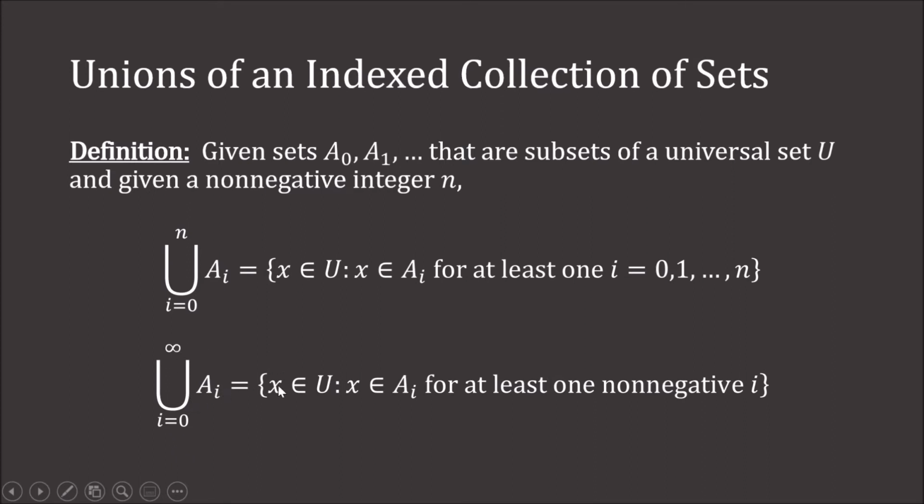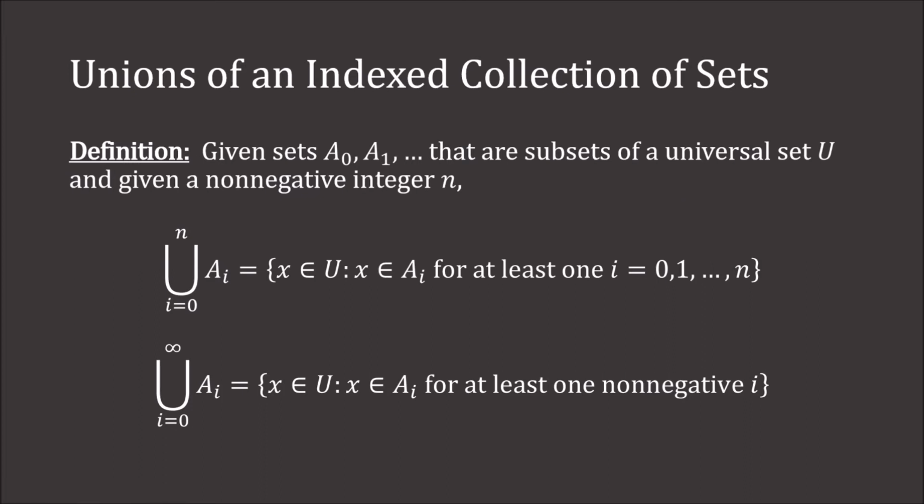The infinite union, so the union of i equals 0 to infinity of A sub i, is equal to the set of all x in the universe such that x is in A sub i for at least one non-negative i. So again, this is saying that it's the set of all x in our universe such that it appears in at least one of our infinite number of sets.